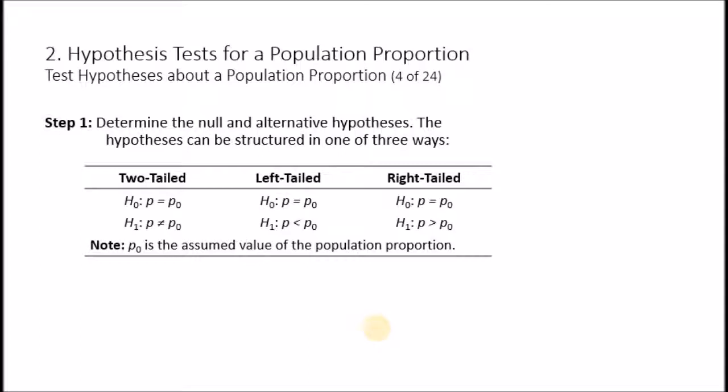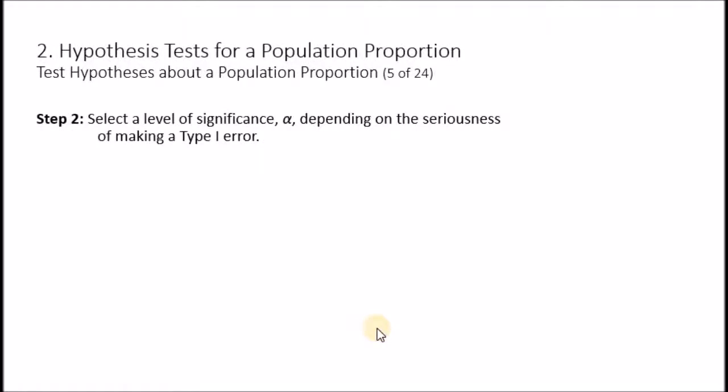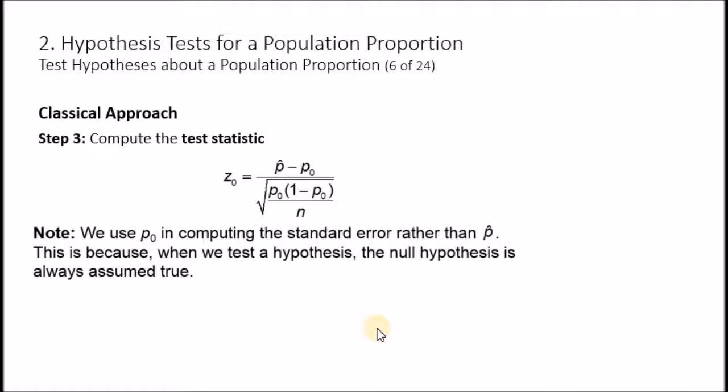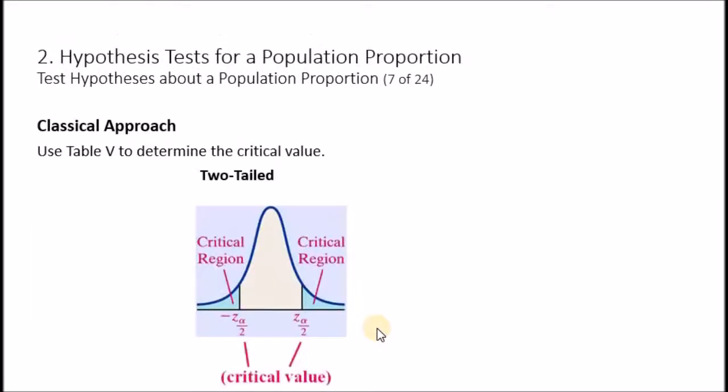The first step for testing the hypotheses is to determine the null and alternative hypotheses. We will have three cases: two-tailed test, left-tailed test, and right-tailed test. This depends on the language of the question or the research. Number 2, we're going to select a significance level. Usually, we're going to select 5% for the significance level, unless it is mentioned otherwise, alpha is equal to 5%. And then we're going to compute a test statistic. After you compute the test statistic using the following formula, you're going to compare that to the critical value.